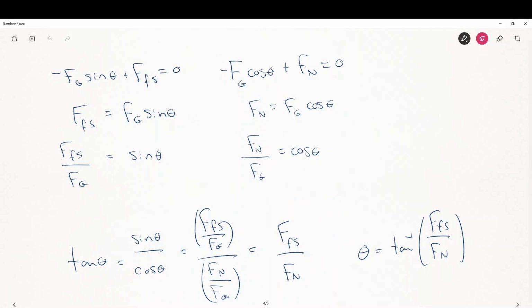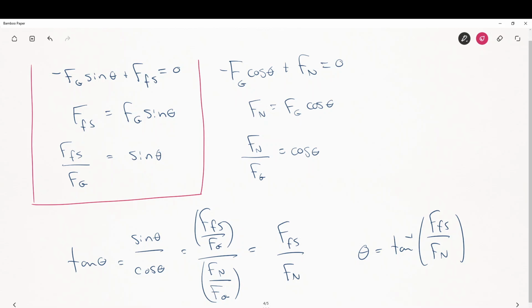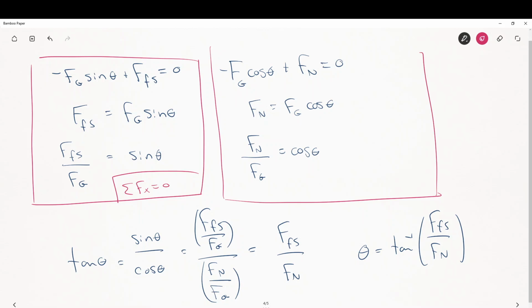So, here is the sum of the forces in the x direction set equal to 0. So let me write that here. This is the sum of force x equal to 0. This is the sum of the forces in the y direction set equal to 0. And then the bottom equation is just a final solution step.